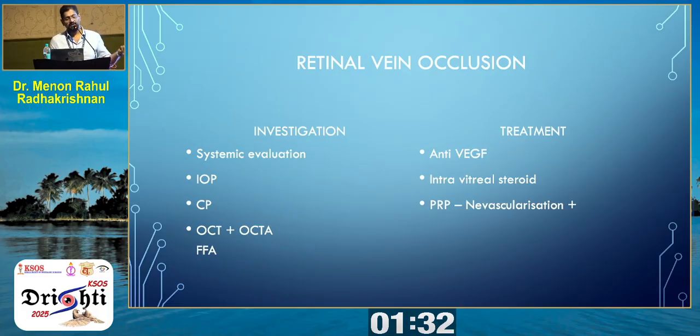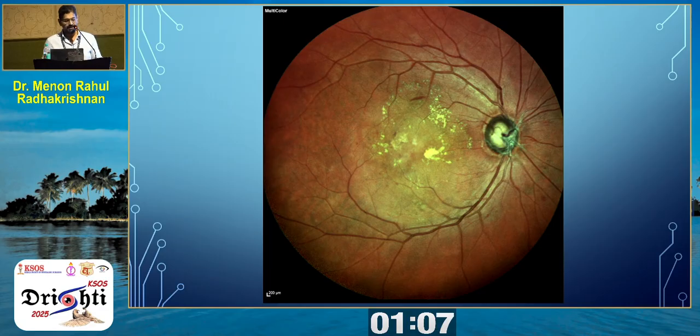OCT definitely is important. OCT and FFA is actually required when there's not much macular edema and you're suspecting a macular ischemia. So treatment for such conditions are anti-VEGFs, or since these conditions are very notorious for having recurring CMEs, intravitreal steroids such as dexamethasone implants are very useful, and the role for lasers is only when there's neovascularization.